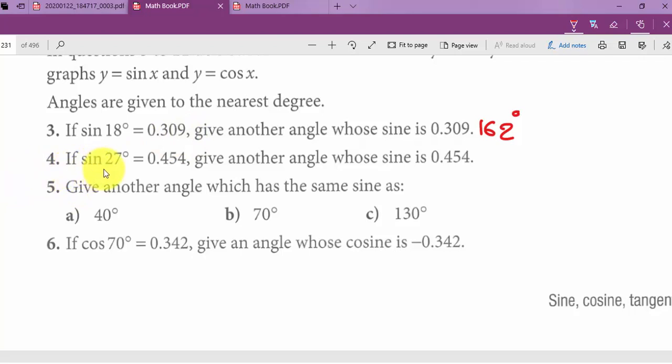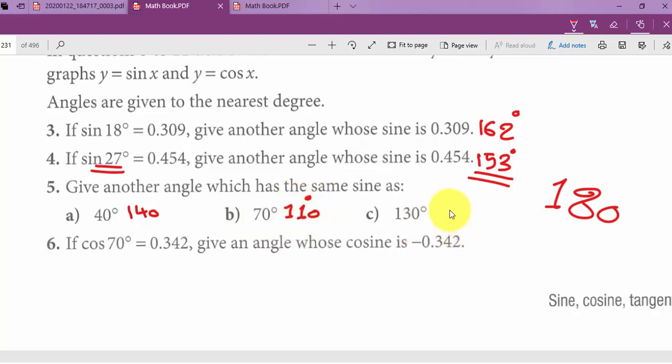Question 4. If the sine of 27 is equal to this, 0.454, give another angle whose sine is the same, 0.454. Now think, 27 plus which number will be 180? Or 180 minus 27 is equal to 153. So 153 is the angle that has the same sine as 27. Because when we add this angle with this one, they add up to 180. Just like the rule. Give another angle which has the same sine as 40. So 40 plus which number will be 180? 140. So the sines of these two angles are equal. 70 plus 110, they add up to 180, so their sines are equal. 130 plus 50 is equal to 180, so the sine of 130 is equal to the sine of 50.